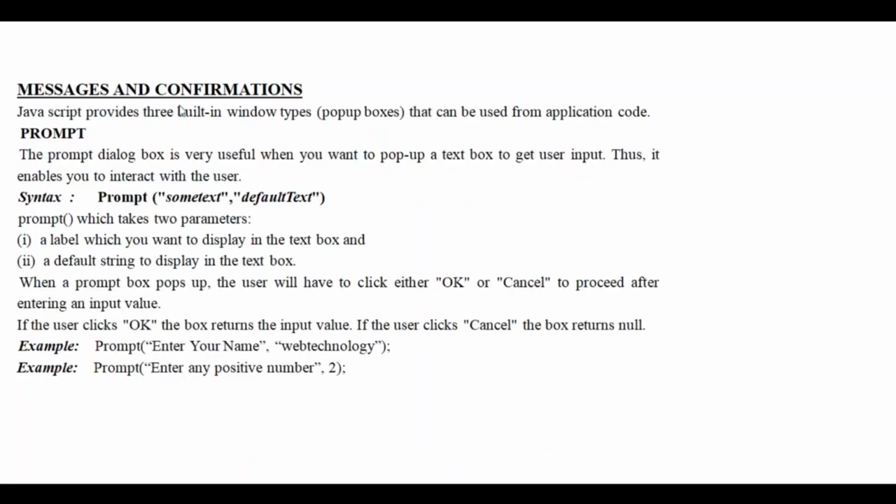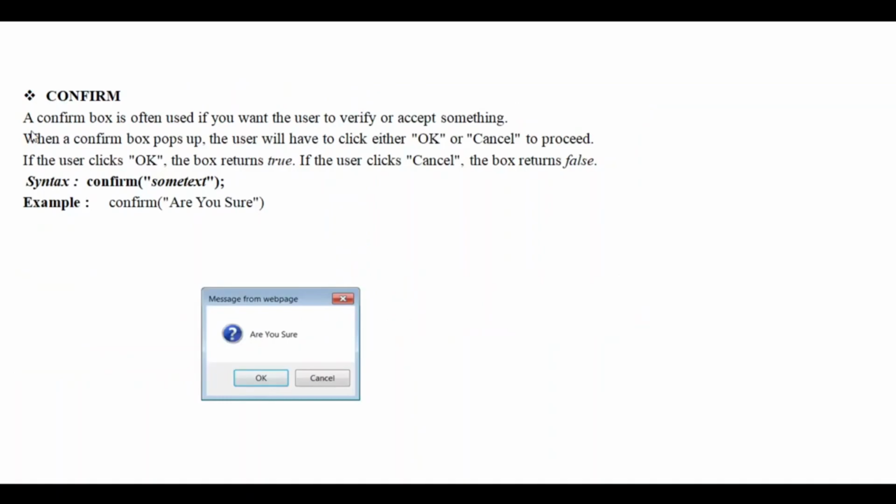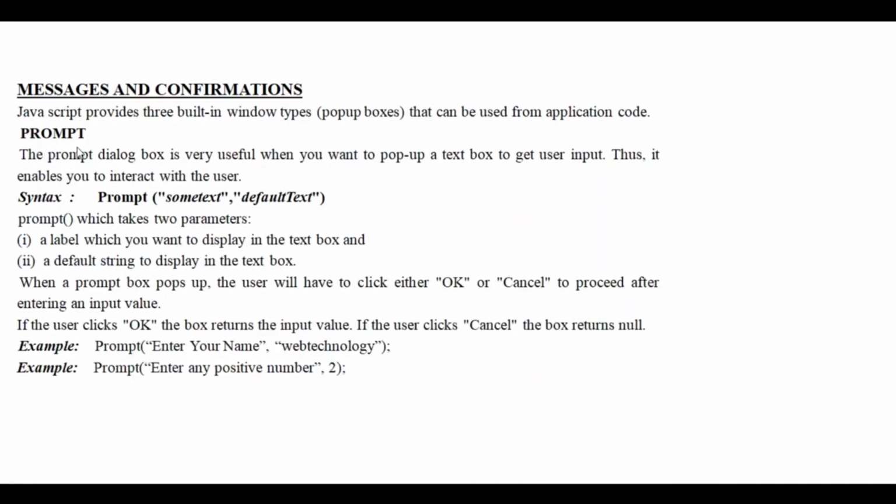Next, messages and confirmations. JavaScript provides three built-in window types that can be used from application code. So here JavaScript provides three built-in pop-up boxes. These three boxes will display messages to the user. They are prompt, confirm and alert box. These three are methods that belong to the window object.